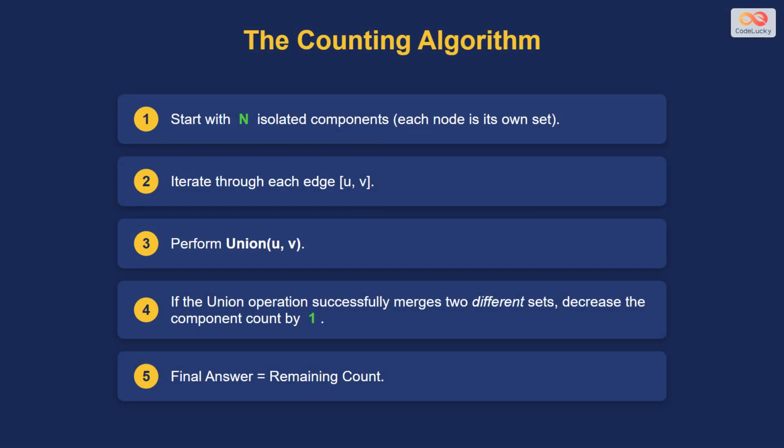Here is the strategy for our problem. We start by assuming every node is its own separate component, so we have n components initially. We then iterate through the list of edges. For every edge connecting U and V, we perform a union. If the union operation successfully merges two previously separate sets, we decrease our component count by 1.